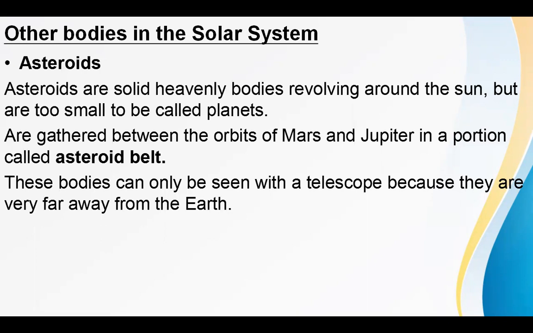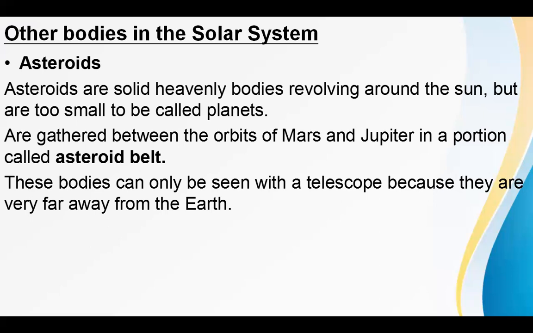They are gathered between the orbits of Mars and Jupiter in the portion called the asteroid belt. So asteroids are found in this part known as the asteroid belt, between the orbits of Mars and Jupiter. These bodies can only be seen with a telescope because they are very far away from the sun. As we've noticed, their orbits are found between Mars and Jupiter, so they are very far away. To see them, you will have to use a telescope.